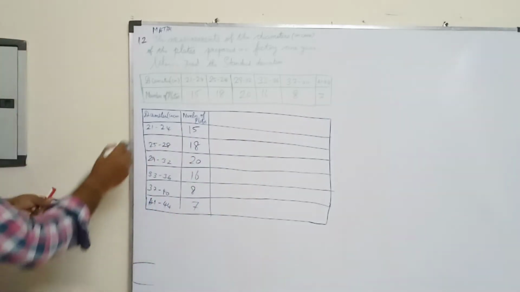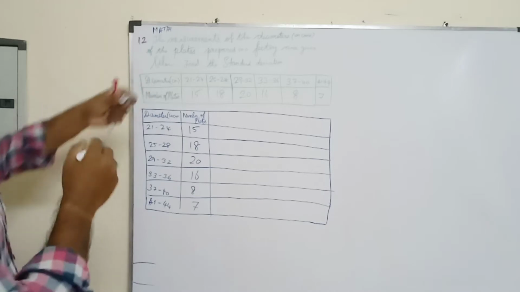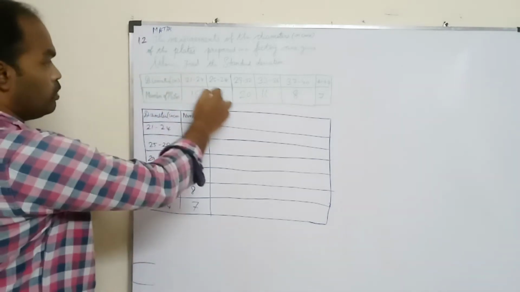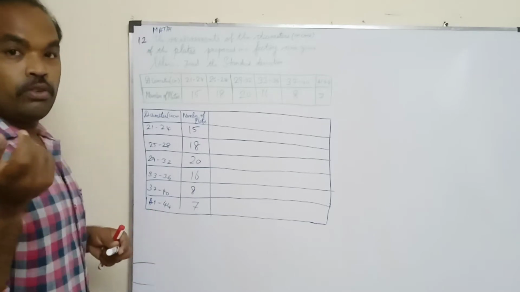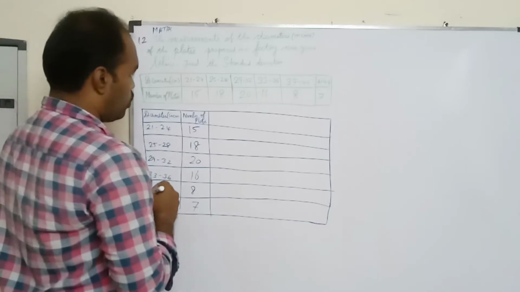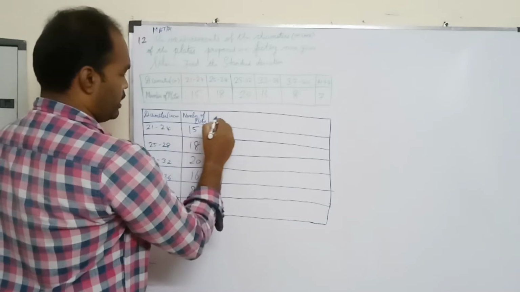We need to write the numbers directly as per the question, whichever they have given. Otherwise we will make mistakes. So now the number of plates we have written.